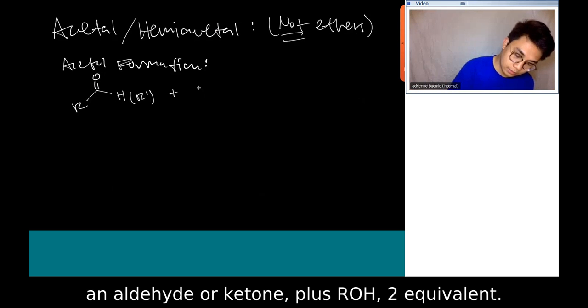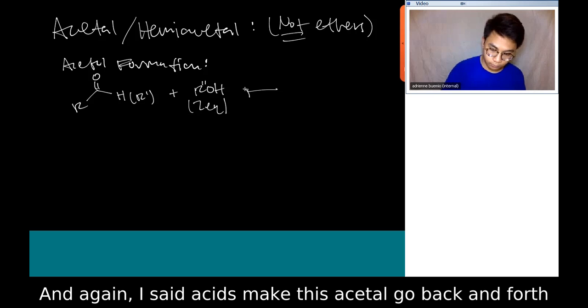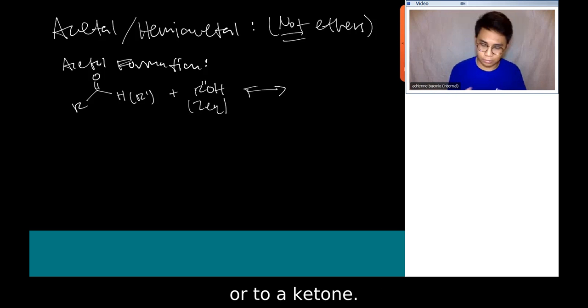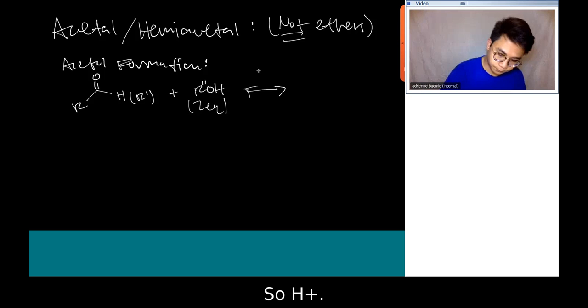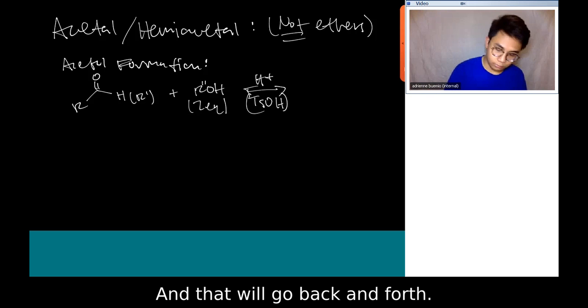Plus our ROH, two equivalents, and again, I said acids go back and forth, make this acetal go back and forth to an acetal or back to the beginning, right? Aldehyde or ketone. So H plus, and most of the time it will be TsOH as your acid. They'll go back and forth.